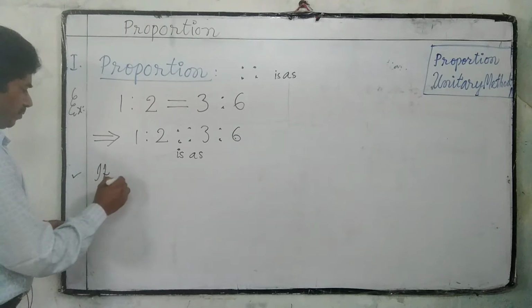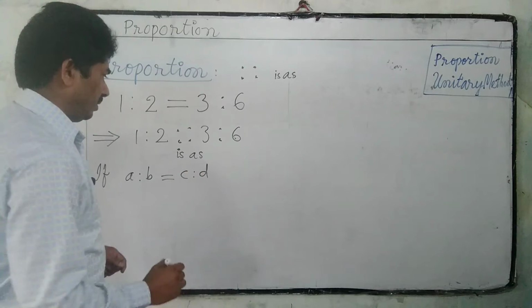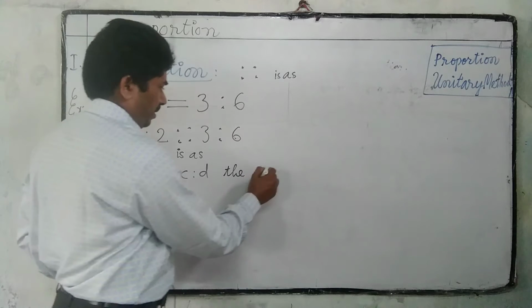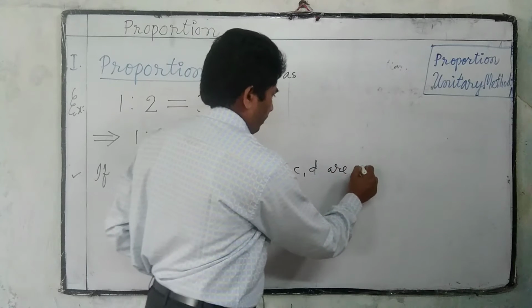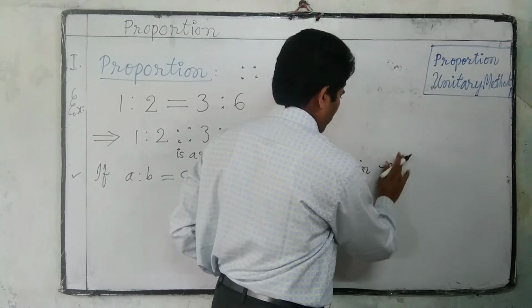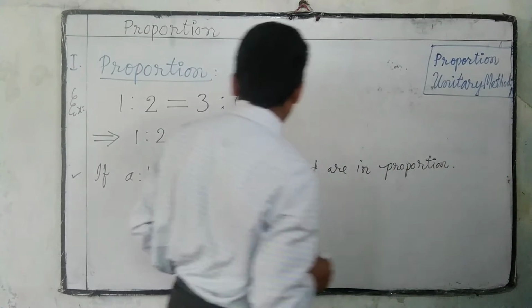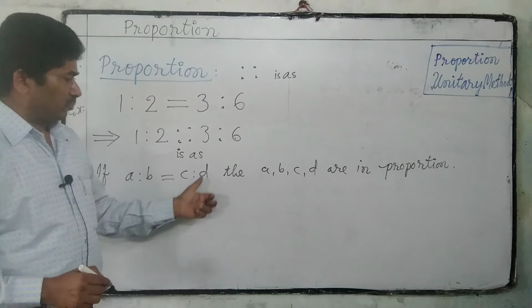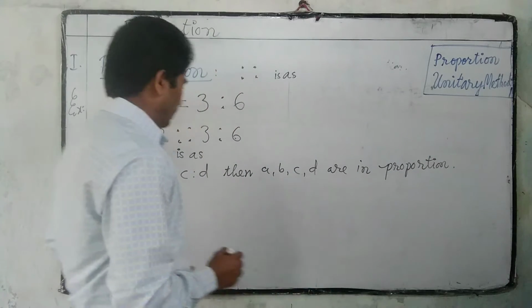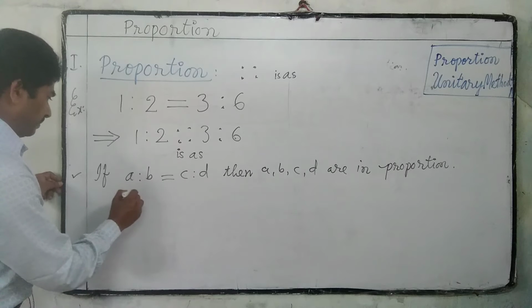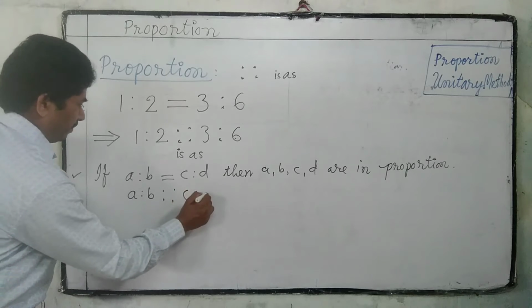If A is to B is equal to C is to D, then A, B, C, D are in proportion. Then we can write these A is to B is as C is to D.